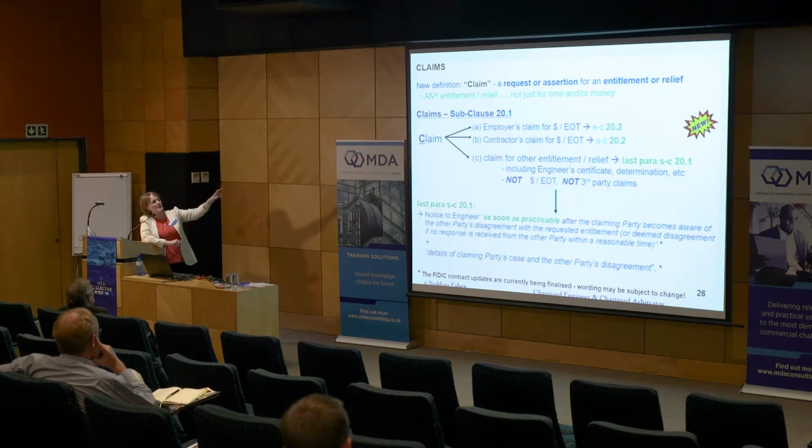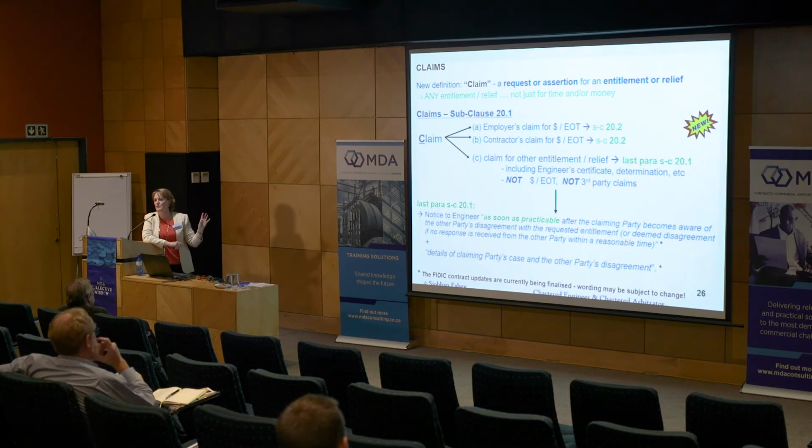So we have the fact that a capital C claim can be 3 different types: an employer's claim for time or money, a contractor's claim for time or money, and then a claim for any other entitlement or relief. Yeah. Including the engineer's certificate, or the taking over certificate, Behati pointed out earlier. It's a very important date.